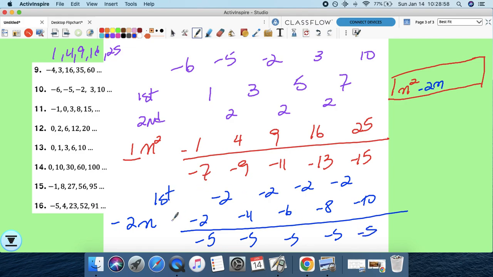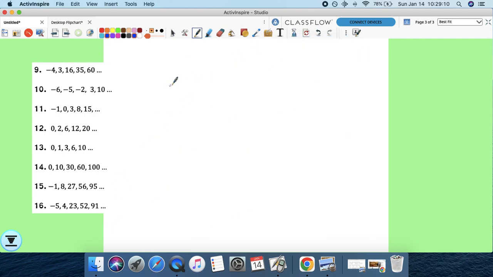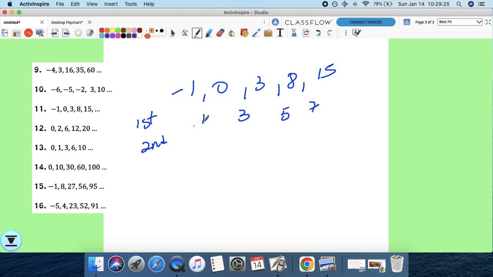Negative 7, I put this in parentheses, minus negative 2 is minus 5. Now, a new sequence: negative 1, 0, 3, 8, 15. The first differences: this is 1, this is 3, this is 5, and this is 7. So the second difference would be 2, plus 2, and then plus 2.